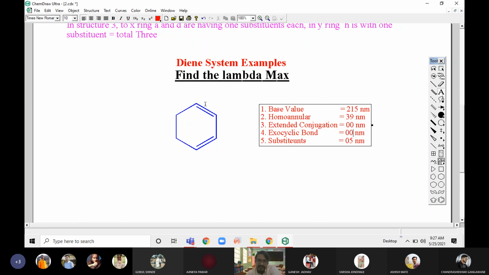Substituent, now substituent, see, we can highlight this bond or this atom carbon, then second, third and fourth. Why am I highlighting? Because it is a part of a Diene system. So this atom has one, this is not having any substituent, this is also not having a substituent, this is also having one substituent, so total two substituents. So I will have to add here 10 nanometers since I have two exocyclic substituents. So then I have to make it total.